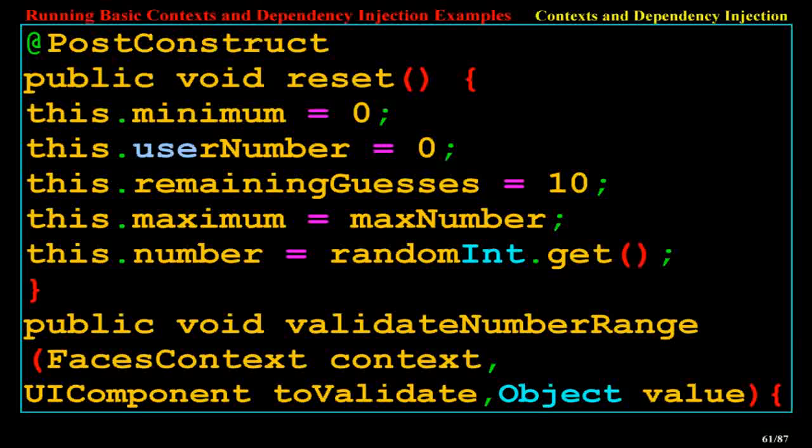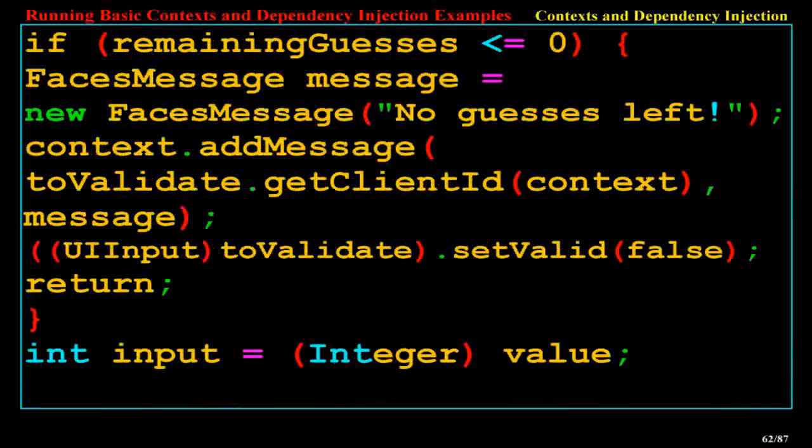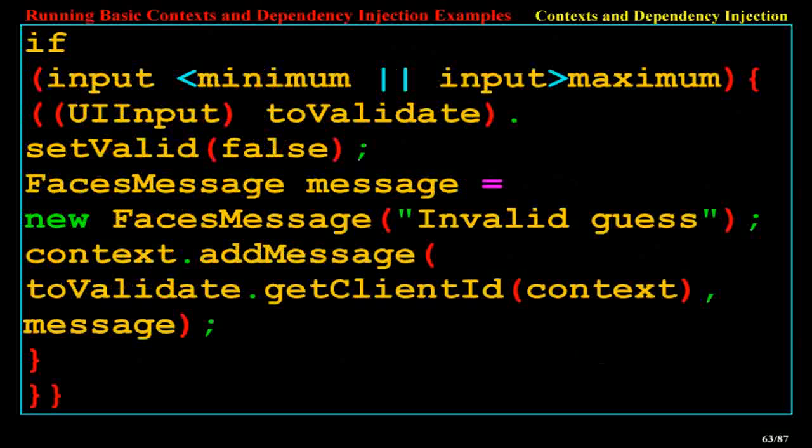Public void validateNumberRange(FacesContext context, UIComponent toValidate, Object value): if remainingGuesses equals 0, FacesMessage message = new FacesMessage("No guesses left!"); context.addMessage(toValidate.getClientId(context), message); toValidate.setValid(false); return. int input = integer value; if input is less than minimum or greater than maximum, toValidate.setValid(false); FacesMessage message = new FacesMessage("Invalid guess"); context.addMessage(toValidate.getClientId(context), message).